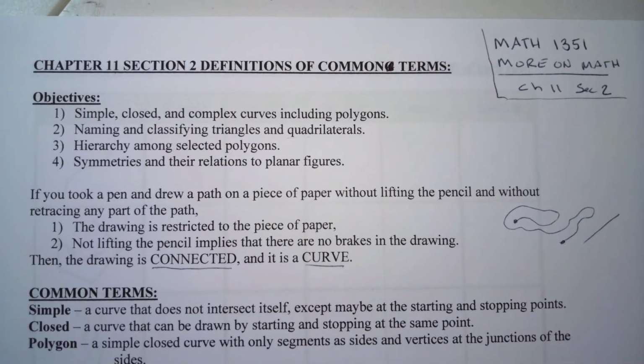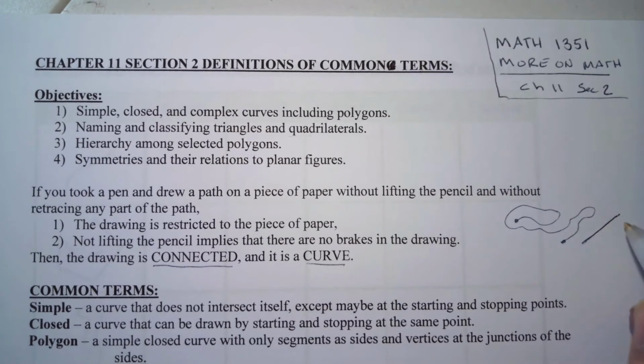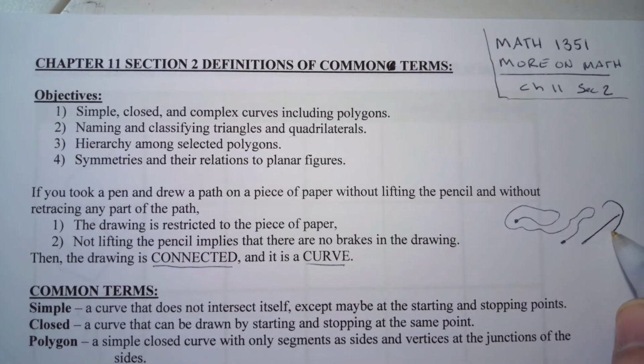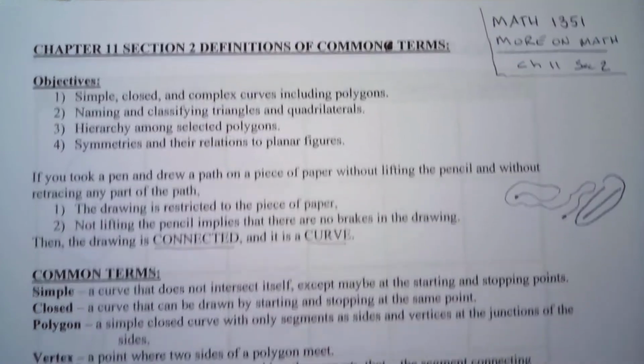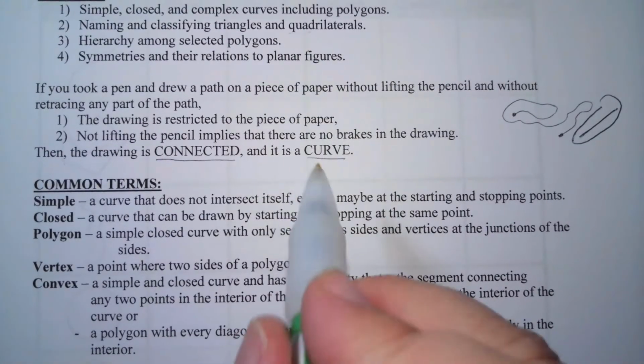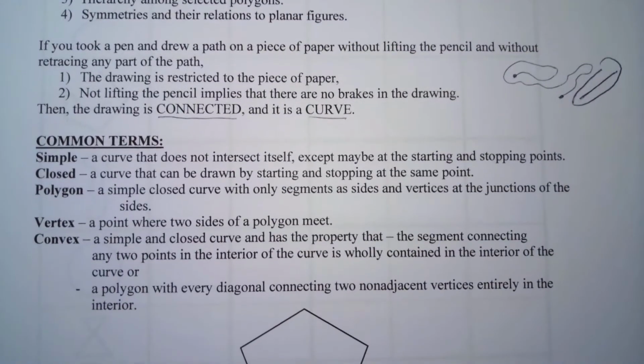Okay, in geometry we talk about curves. It could be a straight line, it could be a curve, it could be a bend, almost a complete circle. So we're talking about connected and curves. Let's look at the common terms we're going to be using.